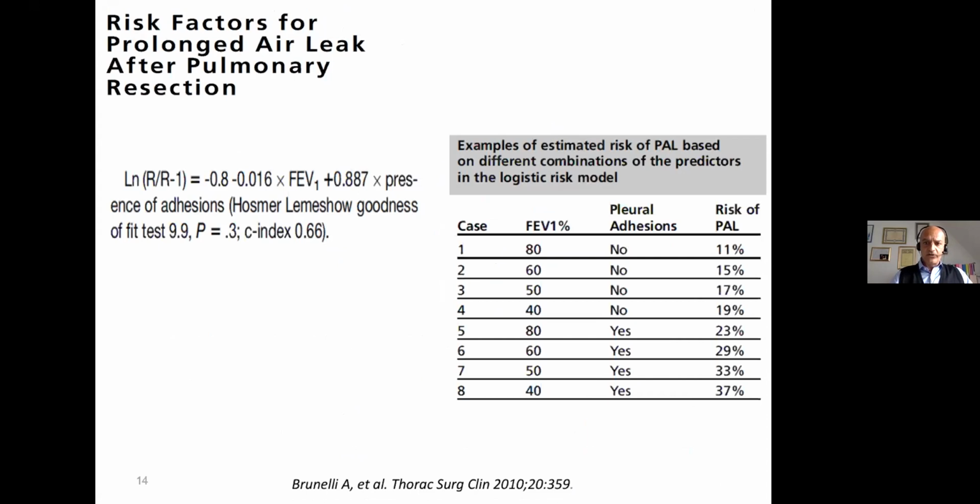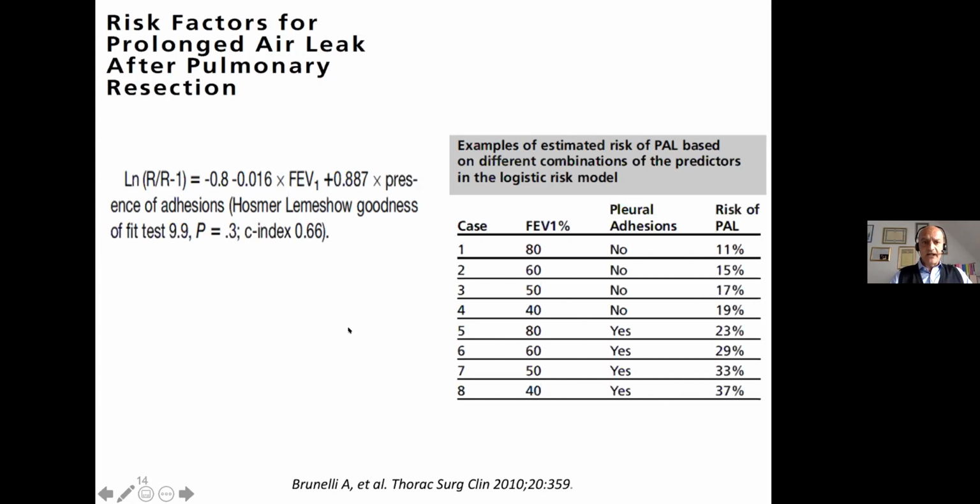Using a similar methodology, we try to develop a much simpler score using basically two risk factors, FEV1 and presence of adhesions. You see here some practical examples: a patient with a very low FEV1 with no pleural adhesion would have a 19% risk of prolonged air leak, but a patient with an FEV1 of 40% and reduced pleural adhesion can have a risk as high as 37%.